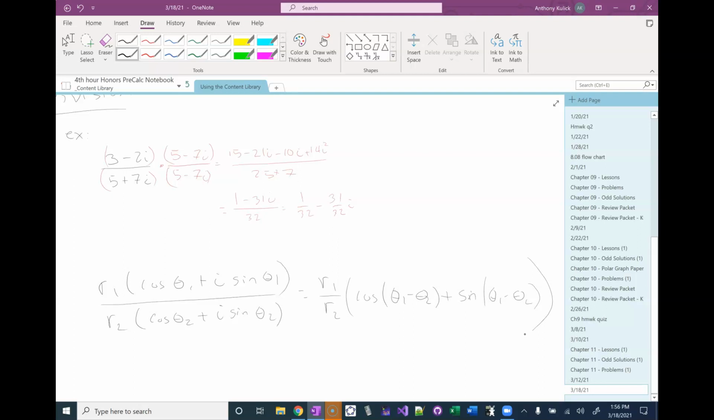Theta 1 minus theta 2. Which is pretty rad, right? It's basically the same formula as the multiplication, except instead of adding the angles, you're subtracting the angles. Instead of multiplying the coefficients, you're dividing the coefficients. How do you know this? Well, I skipped doing the derivation. I'm just writing this down as a formula. Because if we compare this to the multiplication, it's the exact same thing, except they're minuses instead of pluses, and it's division instead of multiplication.